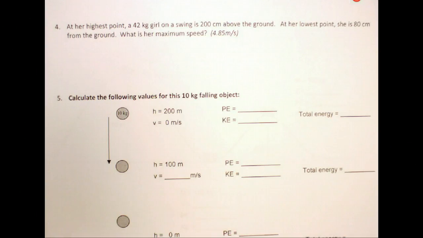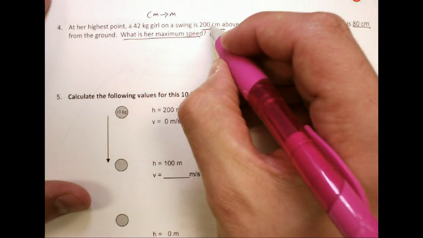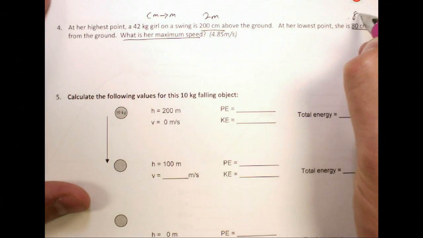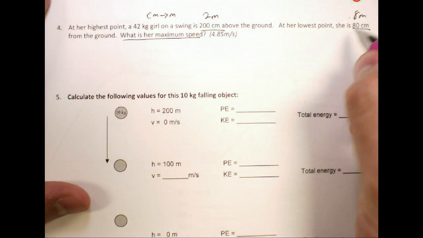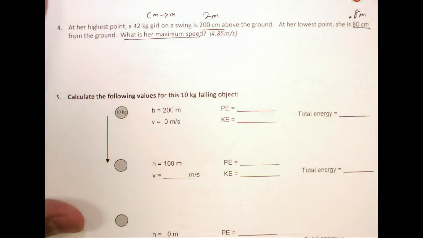All right. Okay, we're going to talk about this girl on a swing. To do that, you go two places to the left. So this would be 2 meters. This would be 0.8 meters. Okay. What's her maximum speed?